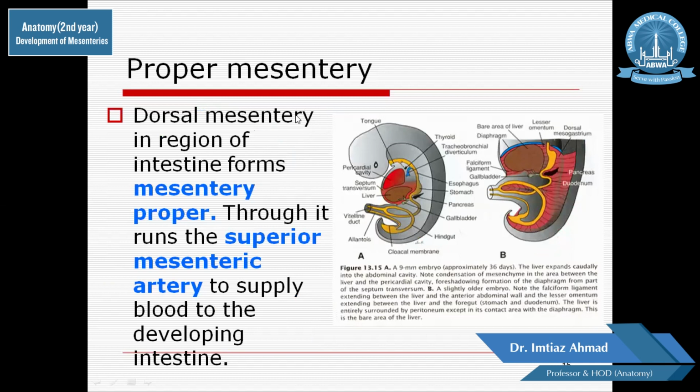Now the mesentery proper, attaching the small intestine to the posterior abdominal wall. So the dorsal mesentery in the region of the small intestine, we call it the mesentery proper. Through it runs the superior mesenteric artery to supply blood to the developing small intestine.